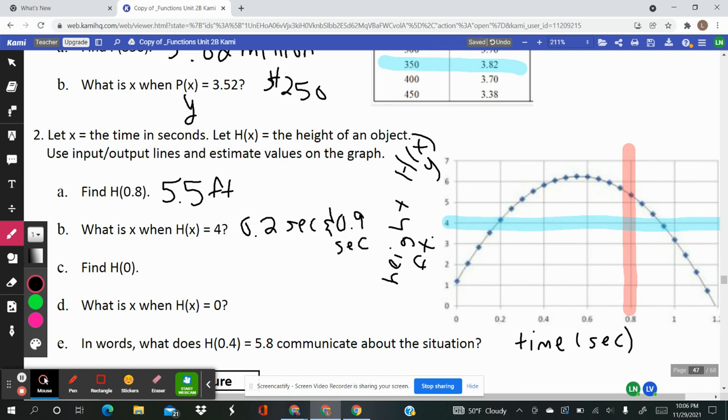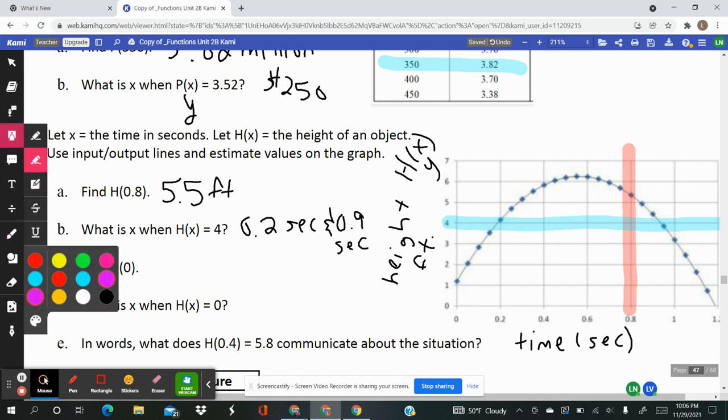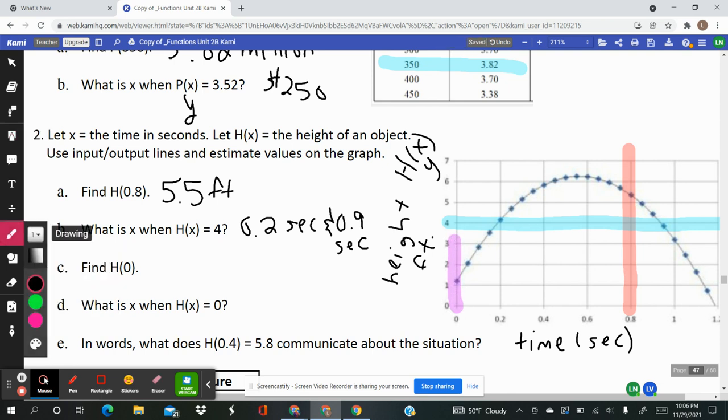Well, now we're going to find the height at 0 seconds. So you'll notice I am using different colors. If it helps you, feel free. You don't have to use the highlighting. But that's going to give me a point at about, let's say, 1.2 feet.